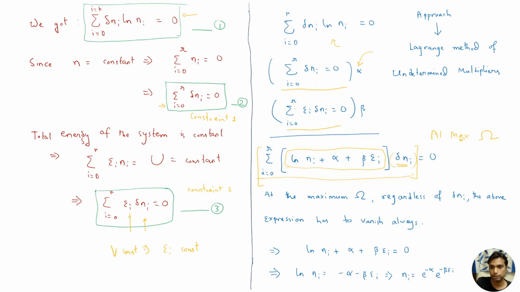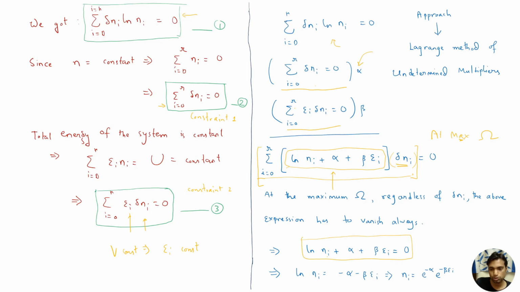Okay, irrespective of what delta ni is, this can be 0 only if the expression in this box is 0. So regardless of delta ni, the above expression has to vanish always. So we got this expression.